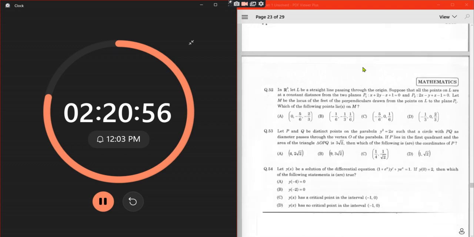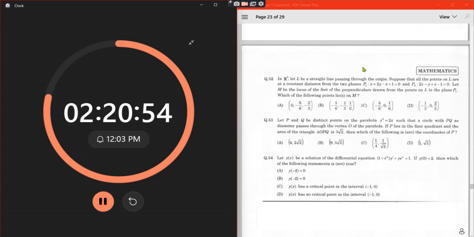Problem 52. In R cube, let L be a straight line passing through the origin. Suppose that all points on L are at a constant distance from the two planes, this plane and that plane. L is a line passing through the origin. Constant distance, what?